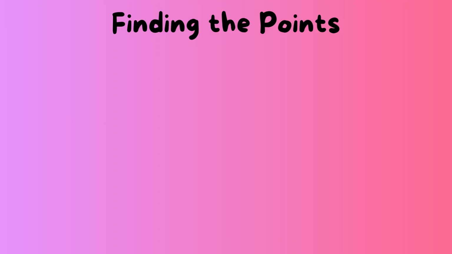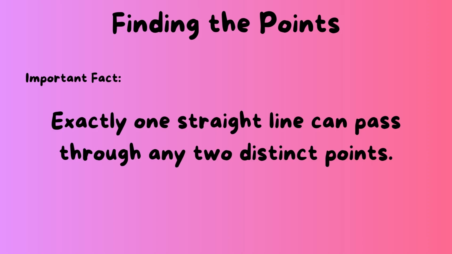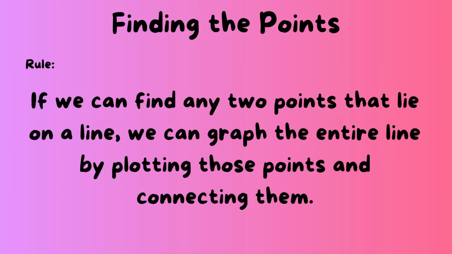Now that we understand the equation of a line, let's learn how to graph one. A useful fact from geometry is that one straight line can pass through any two distinct points. This means that if we can find 2 points that lie on a line, we can graph the entire line by plotting those 2 points and connecting them. So let's find 2 points.